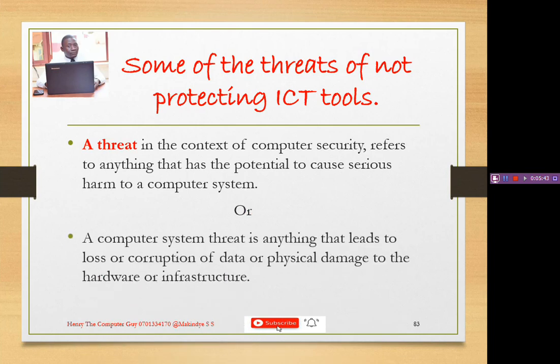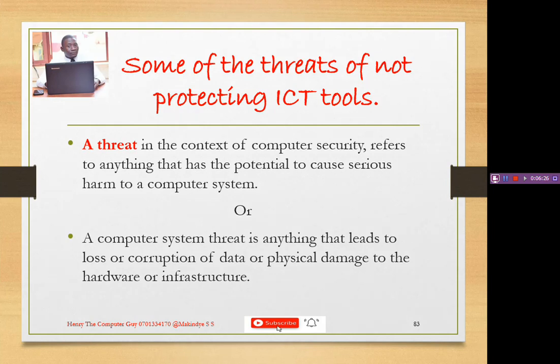Or someone can as well say a computer system threat is anything that leads to loss or corruption of data or physical damage to the hardware or infrastructure. For example, someone breaks into the computer lab, then destroys everything that you're having there. We call that vandalism. So that one is termed as hardware vandalism: complete dismantling or destroying of the computer hardware. So a threat in the context of ICT or computer security is that item or thing that has the potential to cause serious harm to our computer system.